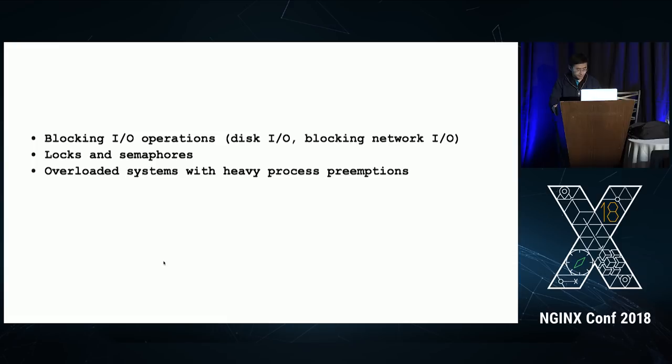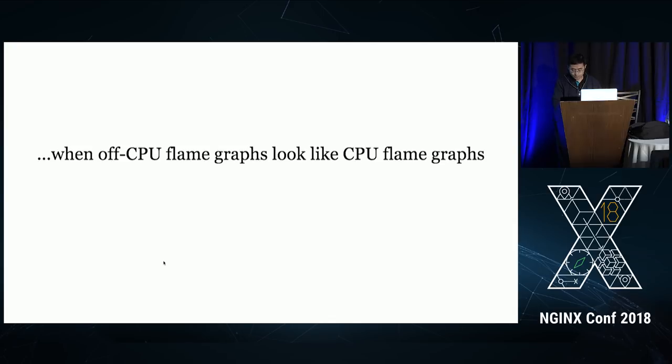Okay, so for off-CPU flame graphs, we have blocking IO operations like disk IO or blocking network IO, which should never be present in the NGINX context, or locks and semaphores, or overloaded systems with heavy process preemptions, because the kernel scheduler can also preempt your NGINX processes by force. So when your off-CPU flame graph looks like an on-CPU flame graph, then it means that your system is overloaded. So that's a special case, right? Because your process can be preempted at any time in its execution.